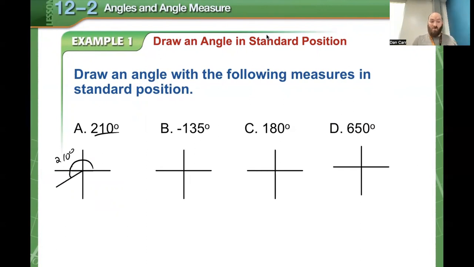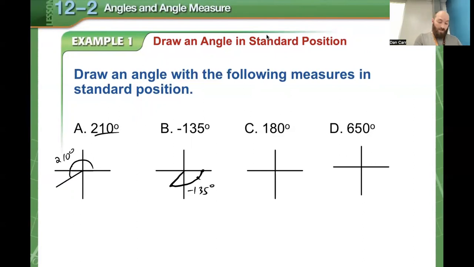Okay. Negative 135. We're going to start at the same thing. I'm going to start here. Negative 135, I'm going to go in the other direction. I'm going to go this way with it. So negative 135 is more than 90 but less than 180, so I'll put it right here. Okay, so that's my negative 135 degrees.